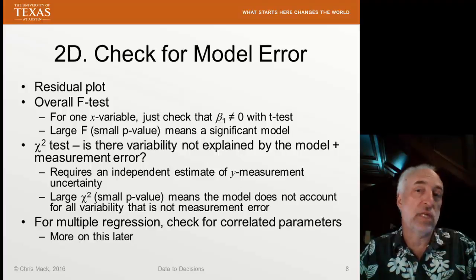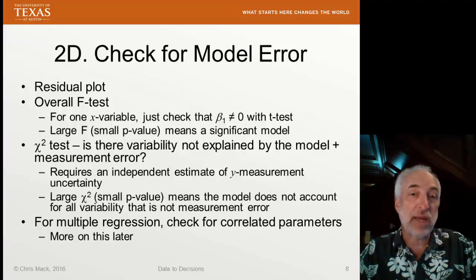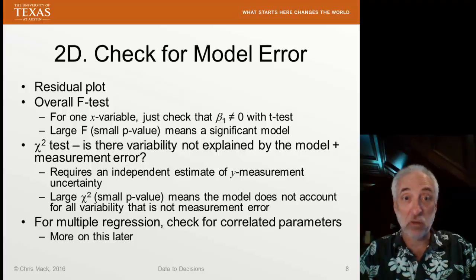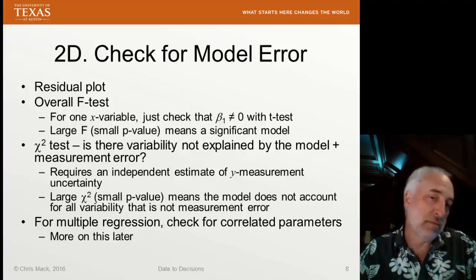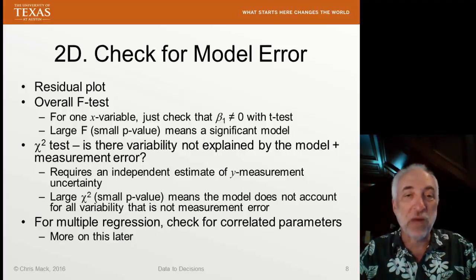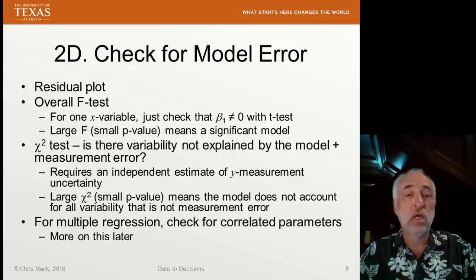You might also do a chi-square test. This is something you do if we have some Y measurement uncertainty, or if you're doing a total regression with Y measurement uncertainty and X measurement uncertainty. If we have these independent estimates, we can look at the model and ask, is all of the variability in the Y values explained by the model plus measurement error? If not, then we know we either have a wrong estimate for the Y measurement error or we don't have the right model. We don't have the perfect model anyways. It may be good enough, but we don't have a perfect model.